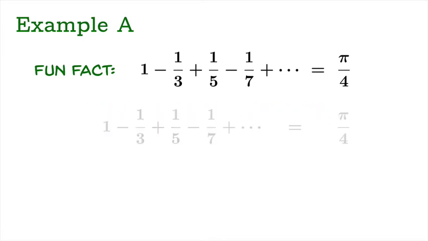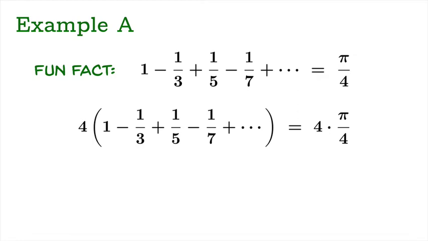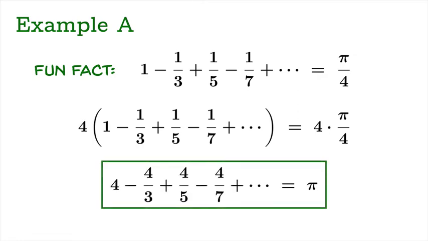So what we'll do is take the original equation with a series on one side and pi over 4 on the other, and we will scale both sides by a factor of 4. And so on the right side, clearly we have pi, and on the left side, we now know it's legitimate to distribute this 4 across all the terms, and there we have this beautiful series that converges to pi.